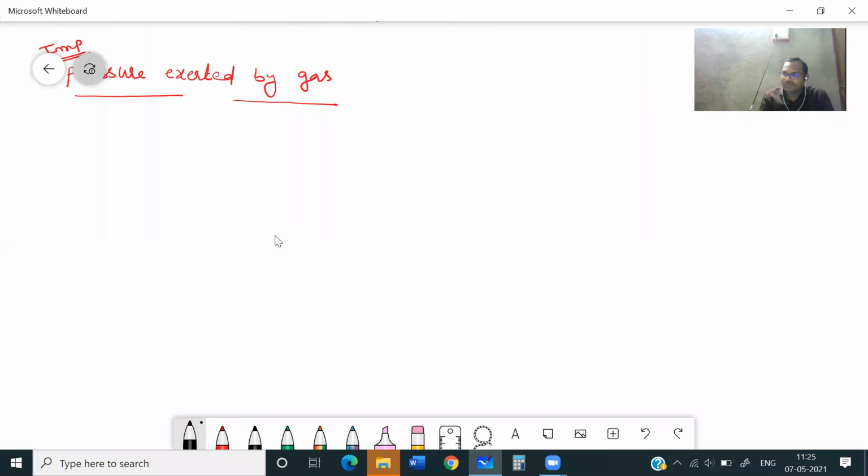Let us consider one container. Let us consider like this, one cube.